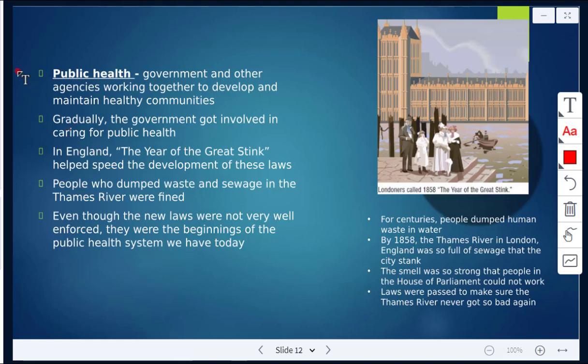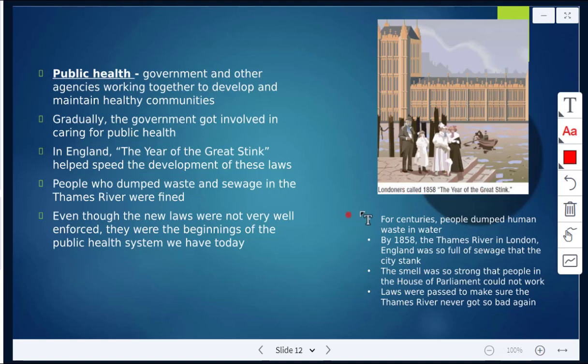Okay, and then that brought on public health. It's where the government gets involved in caring for the public health. So government and other agencies start working together to develop and maintain healthy communities. In England, there was the Year of the Great Stink, which helped speed the development of these laws. It was 1858, the Year of the Great Stink.